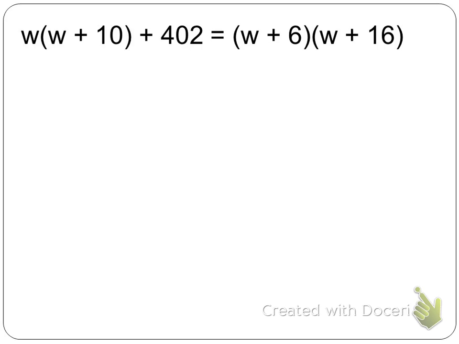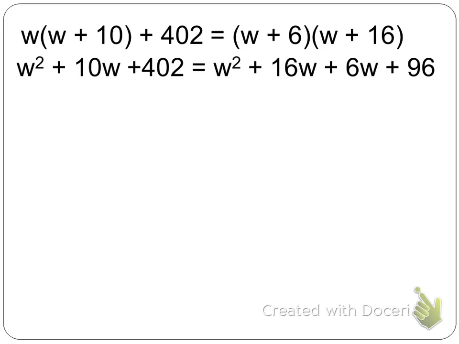Great. All right, so here's what I'm working with. What to do? Yes, sir. Multiply W to W plus 10 and then distribute. Yes, so I'm going to multiply W times W plus 10 up front. Back here, I'm going to do W times W plus W times 16 plus 6 times W plus 6 times 16. All right, and here it is, magically ready, boom.